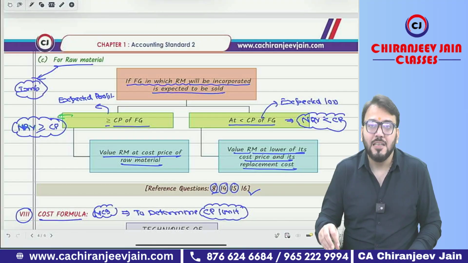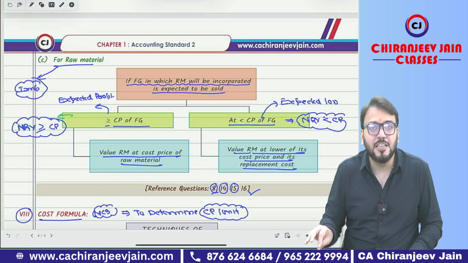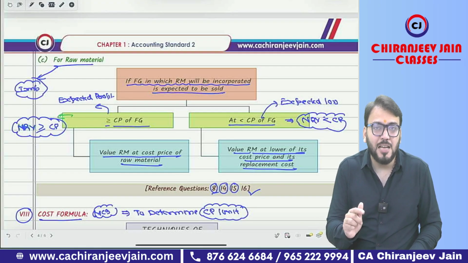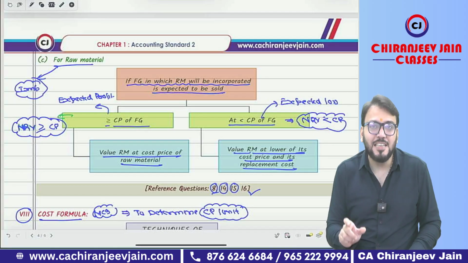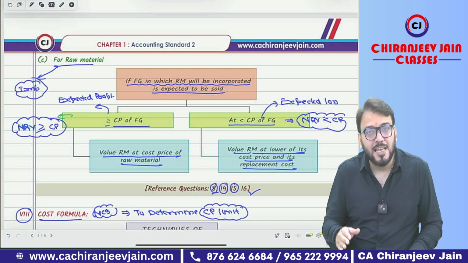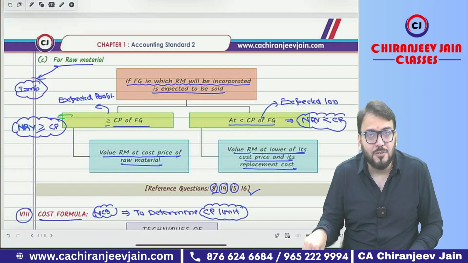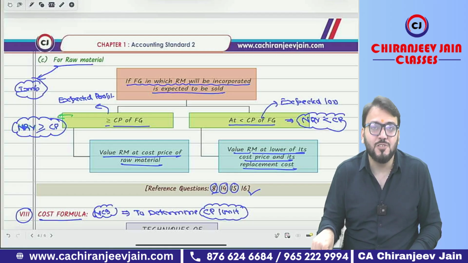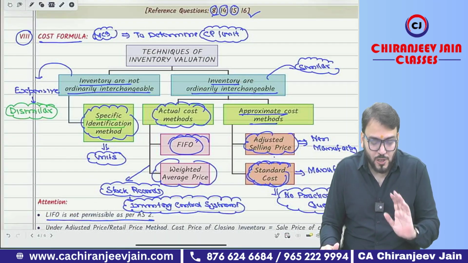For raw material, if the finished goods which are produced from that raw material are expected to be sold at profit, means if the NRV of finished goods is equal to or more than the cost price of finished goods, then in that case raw material will be valued at cost price. However, if the finished goods are expected to be sold at loss, means NRV of finished goods is less than the cost price of finished goods, then in that case raw material will be valued at cost price or replacement cost, whichever is lower. Then we have done the cost formula.